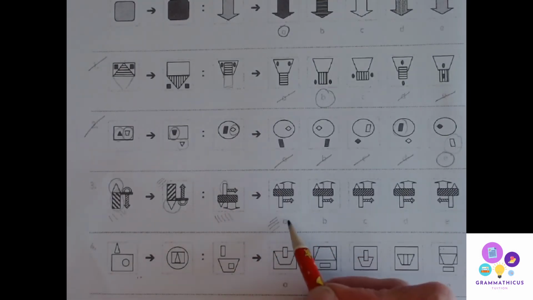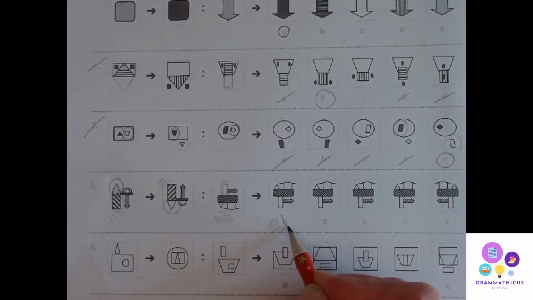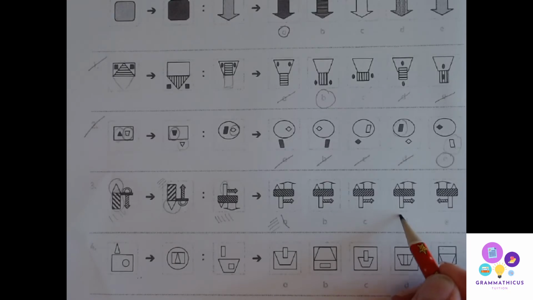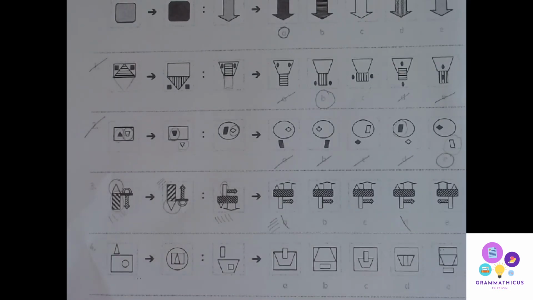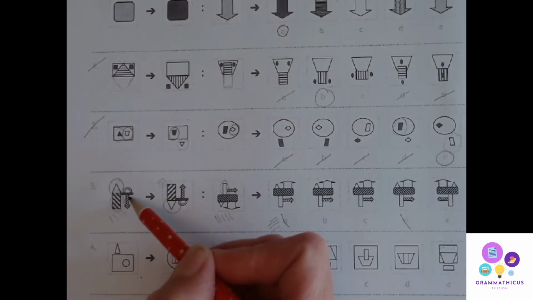Now I can see on here that they haven't changed direction, so I can get rid of this one, and I can see that they haven't changed on this one, so I can get rid of this one. Okay, let's have a little look at some other things then. Okay, let's see what's happened with this arrow here.